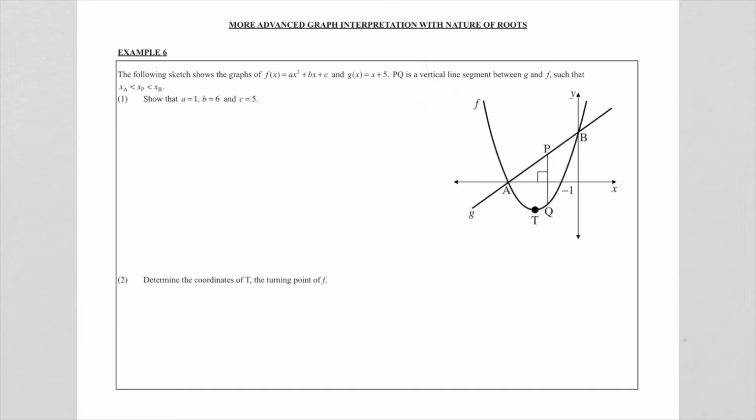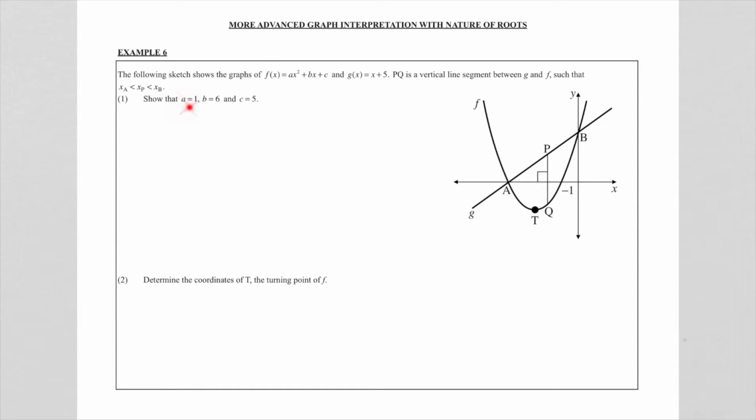PQ is a vertical line. They refer to this PQ, the vertical line. It's a vertical line segment between G and F, and the G and F refers to the two functions F and G, such that the x of A is less than the x of P is less than the x of B. In plain common language, it means that this PQ line must be between the 2 points of intersection. So it must be somewhere here. That is what they are telling us by giving us that.